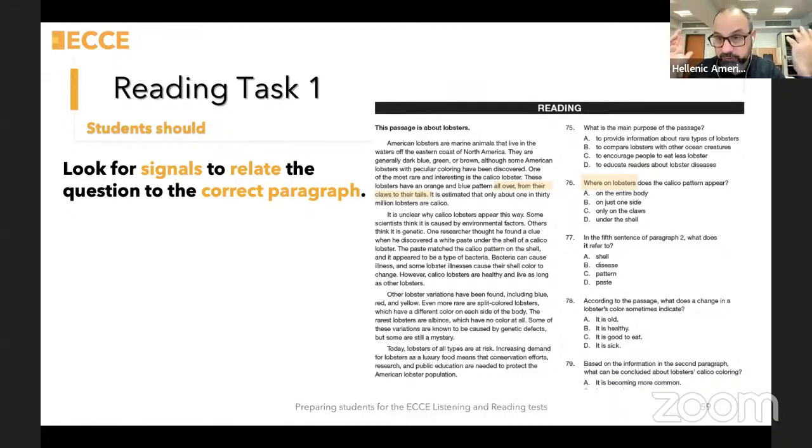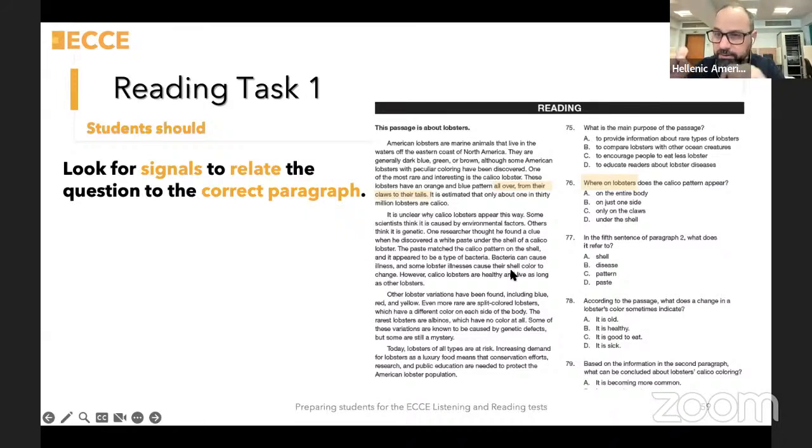Where on lobsters does something appear? Where? So that's, of course, a keyword. And looking closely at the text, we can see the answer. The answer is provided. It's right there, all over, from their claws to their tails. So we've got a couple of answers here, huh? A couple of clues. It's all over, the bodies of lobsters, and then from their claws to their tails, slightly, a little bit more, some additional information to help, of course, the test takers understand that we're talking about the body of that particular, of a lobster.